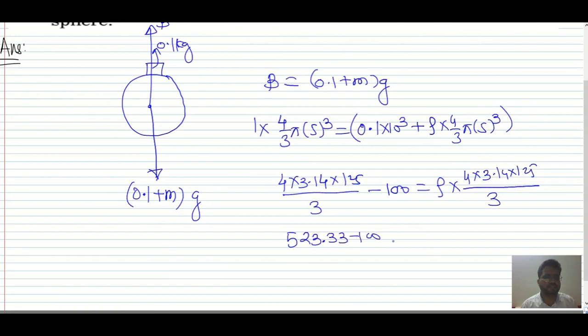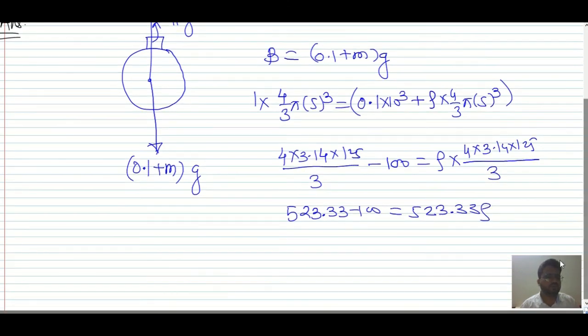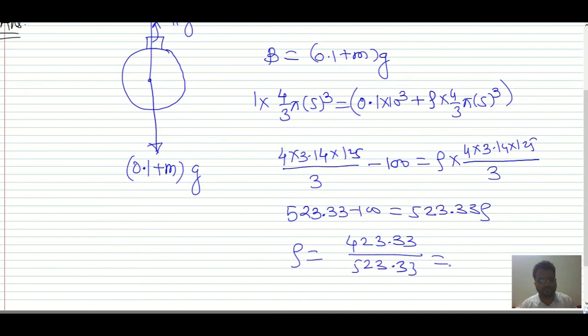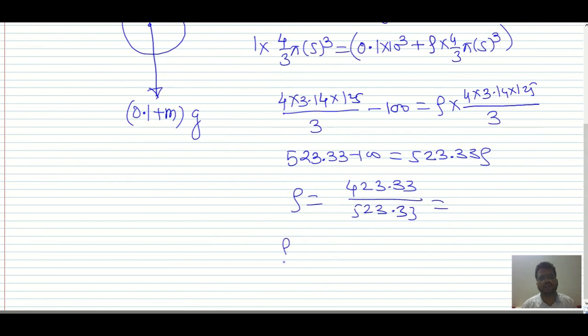523.33 minus 100 is equal to 523.33 rho. If you just solve this, you will get 423.33 divided by 523.33, which is 0.8 gram per cc, 0.8 gram per cubic centimeter. This is the answer for this question. So I hope this is clear.